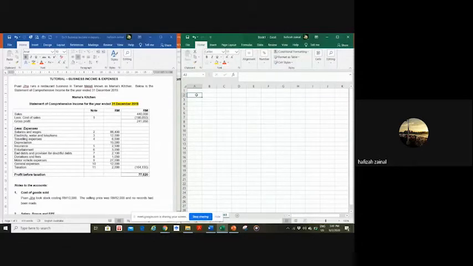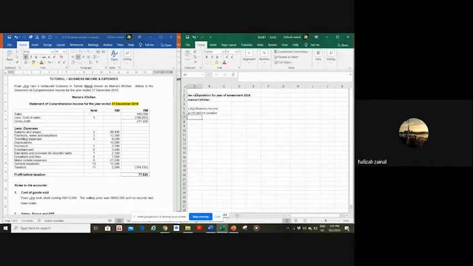Let's see, the format is still the same. Let's compute for year of assessment 2019. This will be Mama's Kitchen, section 4A business income. So we will start with profit before taxation.